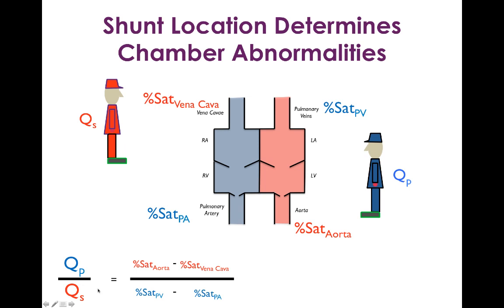of QP/QS. You should take a moment just to convince yourself that this equation works out, and that if you get a right to left shunt, you would get increased saturations of the pulmonary artery, and that would lead to a QP/QS greater than 1, indicating higher pulmonary flow. And if you got a left to right shunt, leading to decreased saturations in the aorta, you would get a QP/QS less than 1.